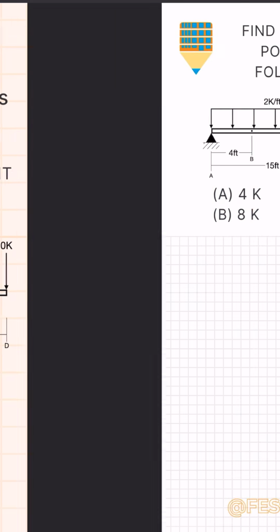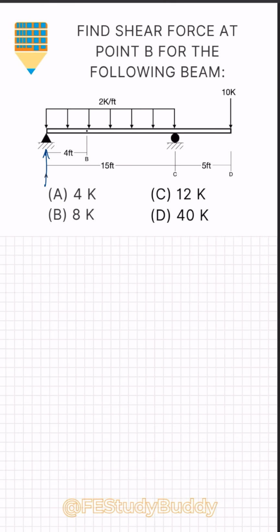To start, at point A, we're going to have a vertical reaction of AY and a horizontal reaction of AX. At our roller, we will have a vertical reaction of CY. Next, let's simplify our line load into its resultant acting in the middle. We have 2 kips per foot acting over 15 feet, giving a total of 30 kips. That'll be located 7.5 feet from the left and 7.5 feet from the right.